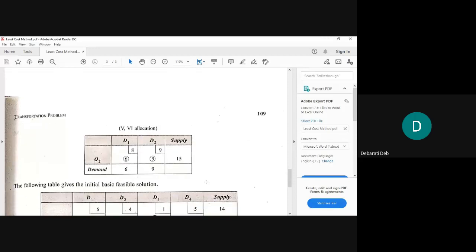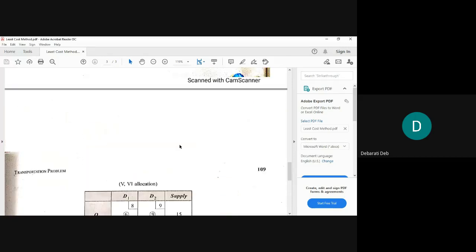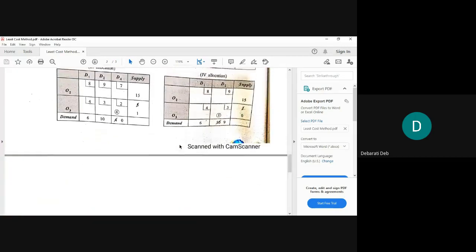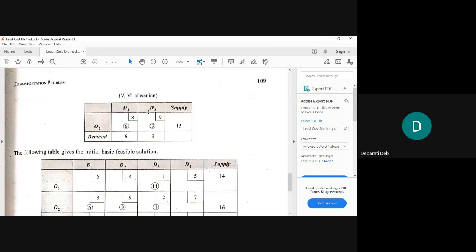This is the fifth and the sixth allocation. Why are we doing it together? Because only one row is left now, so we can do it together. So for the fifth and the sixth allocation, we will do it together. Just write down quickly.